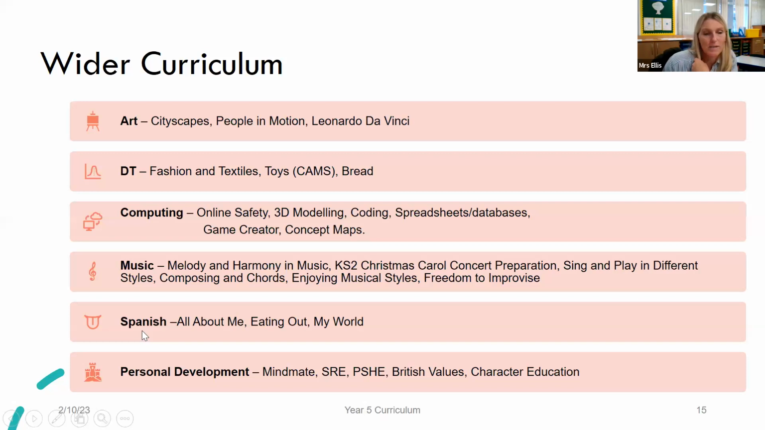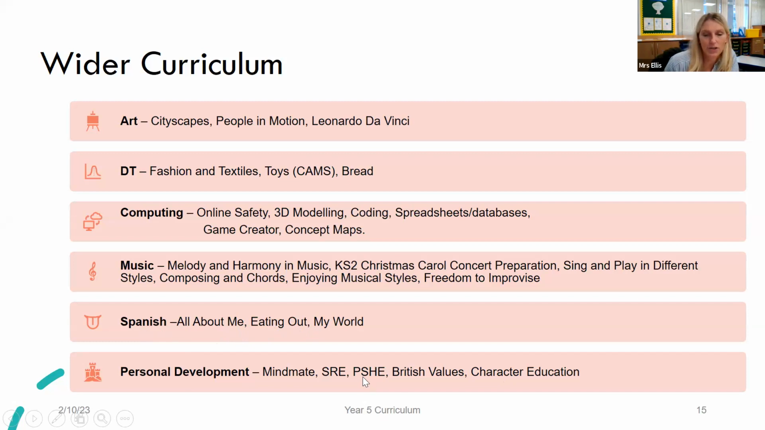Spanish again is taught by Mrs. Middleton. That's on a Monday afternoon as well. We look at 3 topics throughout the year, looking at conversational Spanish and vocabulary within those topics as well. And then personal development, again, that's taught by Mrs. Middleton on a Friday morning. And there are different elements to that.